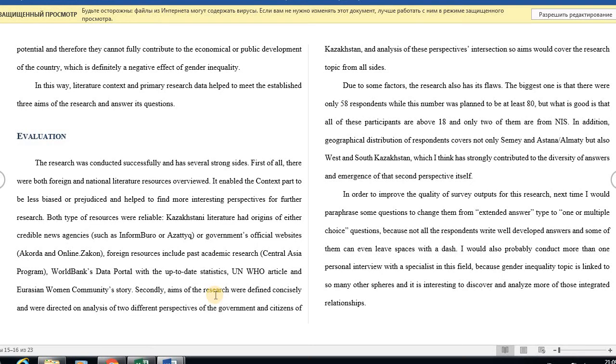You can also, in a similar manner, talk about your aims and say that you were lucky to achieve your research aims, and again, you can explain why you think that you've achieved the aims. Due to some factors, the research also has its flaws. The biggest one is that there were only 58 respondents.